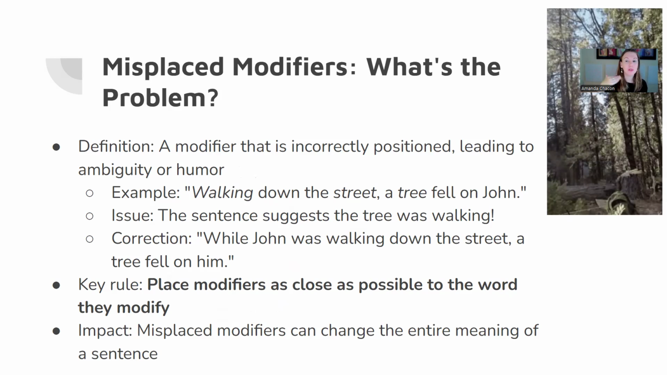So then to correct that without losing any of the information, we would say, while John was walking down the street, comma, a tree fell on him. And we wish him all the best and we hope he's well. So the key rule is to place the modifiers as close as possible to the word that they're modifying. Misplaced modifiers can change the entire meaning of a sentence. And we'll be like, okay, why is this tree walking down the street? Are we in some kind of weird fairy tale? What's happening here, right? Well, that's not what's happening. We want to make sure we get the information straight.